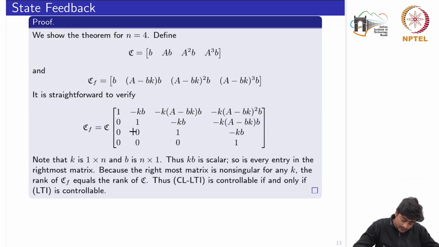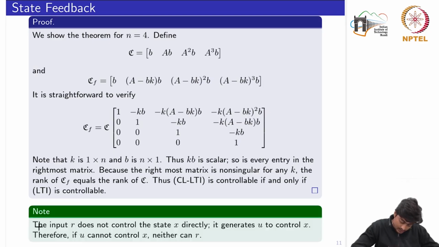Okay, so note that K is 1 cross n, B is n cross 1, thus KB is definitely a scalar, and so is every entry in the rightmost matrix. Now because the rightmost matrix is non-singular for any K, being upper triangular, the rank of C_F always equals the rank of the controllability matrix. Thus the closed loop LTI system is controllable if and only if the plant itself is controllable.